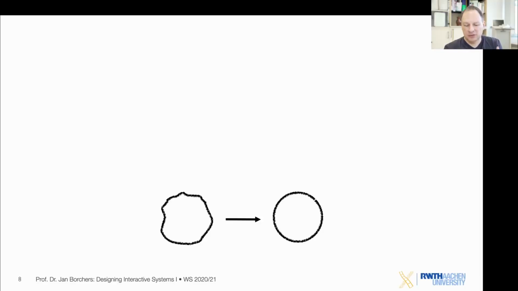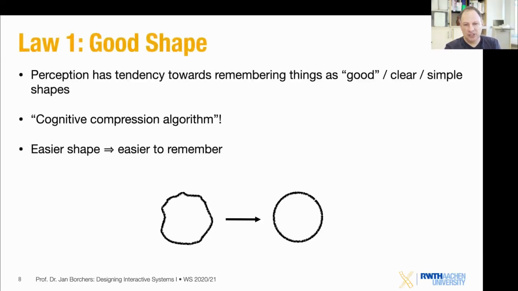This is because your brain tries to store things in a readily retrievable format to spend less storage space, if you want, to remember that drawing. And it's easier to remember to just say it's a circle with a few dents than to try to remember every single part of that line. So for user interfaces, this means that if you give something an easier shape, a straight shape, then it's also easier to remember, because people will compress your user interface in this way anyway, right? They will reduce that detailed information and will just remember the easy basic shape of it. We could call this a cognitive compression algorithm, because people have this tendency just to remember things as clear or simple shapes, or as the Gestalt psychologists called it, the law of good shape.